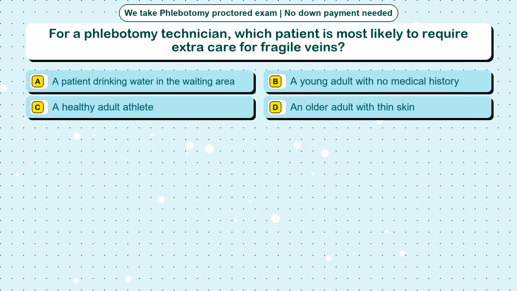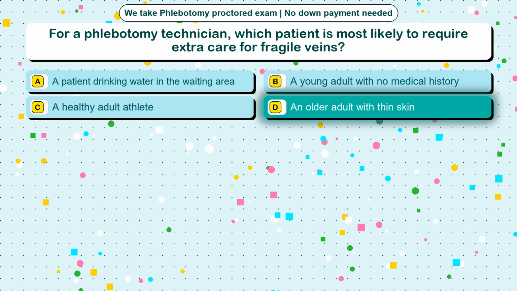Question 57. For a phlebotomy technician, which patient is most likely to require extra care for fragile veins? Option A. A patient drinking water in the waiting area. Option B. A young adult with no medical history. Option C. A healthy adult athlete. Option D. An older adult with thin skin. The correct answer is option D.